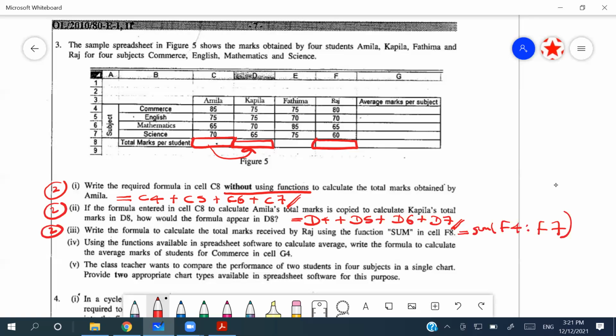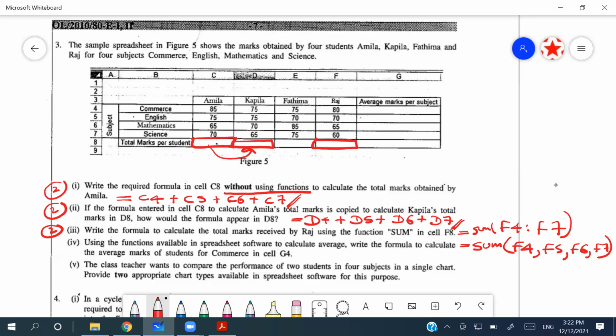Okay, so the fourth one says using the function available in spreadsheet software to calculate the average. Write the formula to calculate the average marks of the student for commerce in cell G4. Before I go to that, the above sum function can be written like this as well: Sum F4 colon F5 colon F6 comma F7, right?